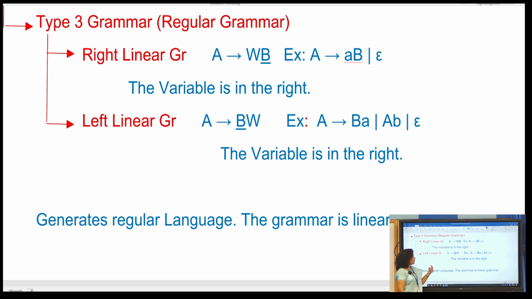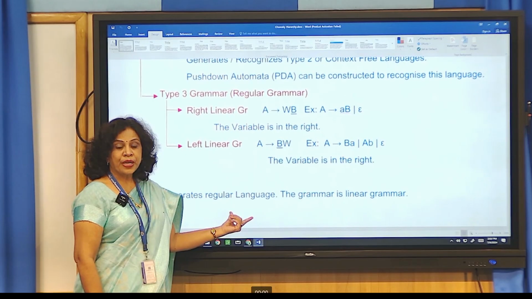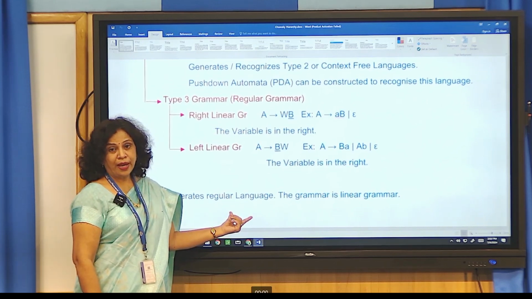The variable is in the left. This B is the variable. If the variable is in the right, we call it as right linear grammar, if the variable is in the left, we call it as left linear grammar. So this type 3 grammar generates regular language. The grammar is linear grammar. So that is about Chomsky hierarchy.